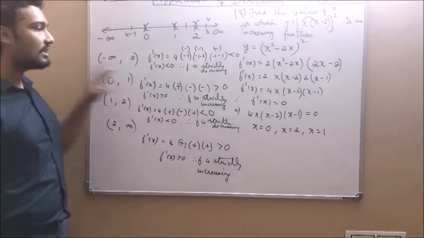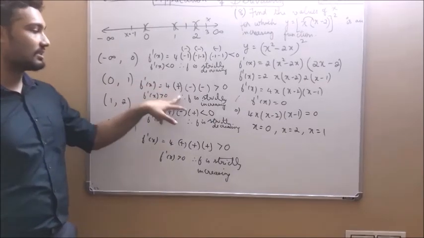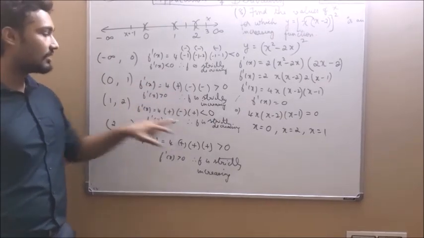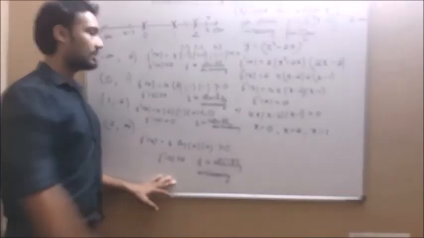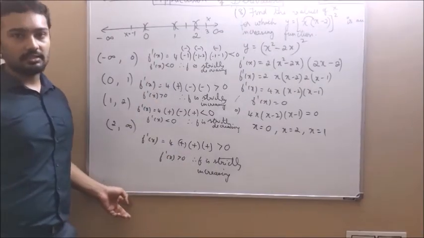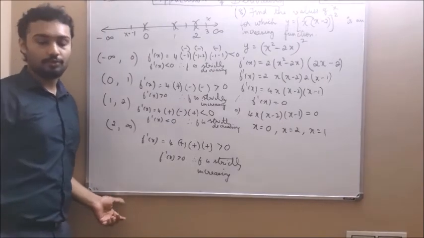So first interval f is strictly decreasing, second interval strictly increasing, third interval decreasing, fourth interval increasing. So it is going decreasing, increasing. So this is the answer. Pause the video and take note.